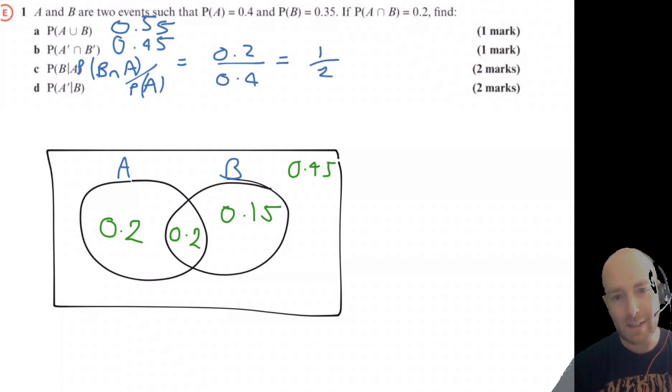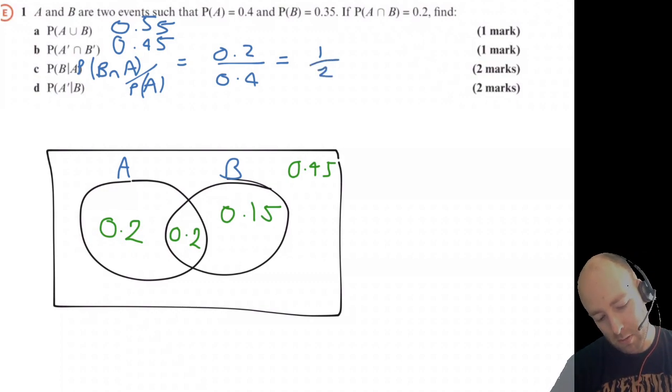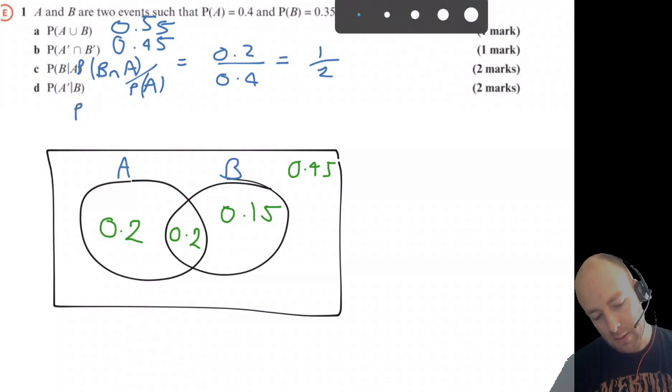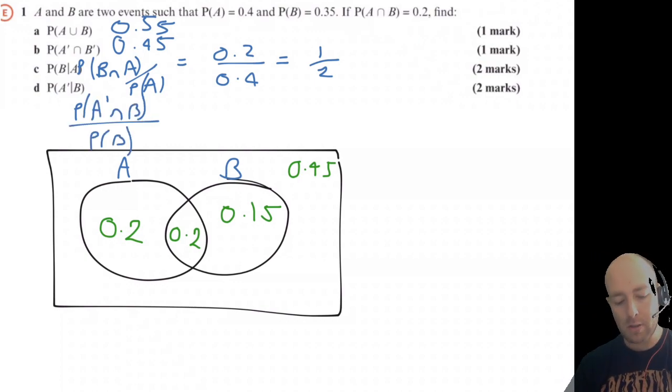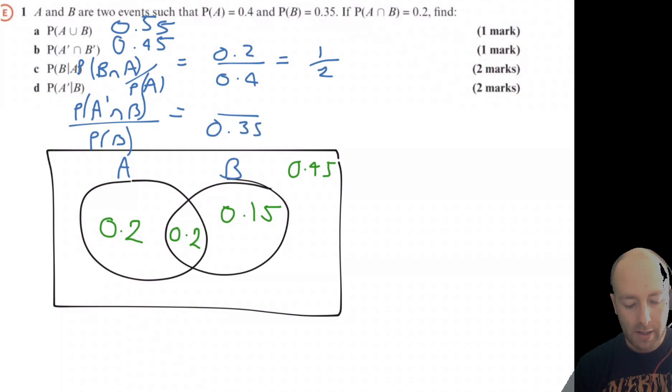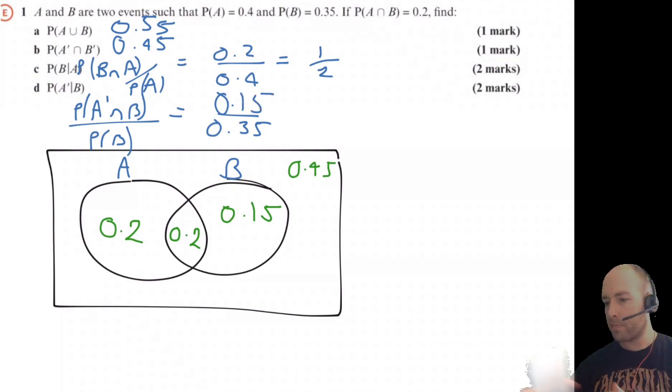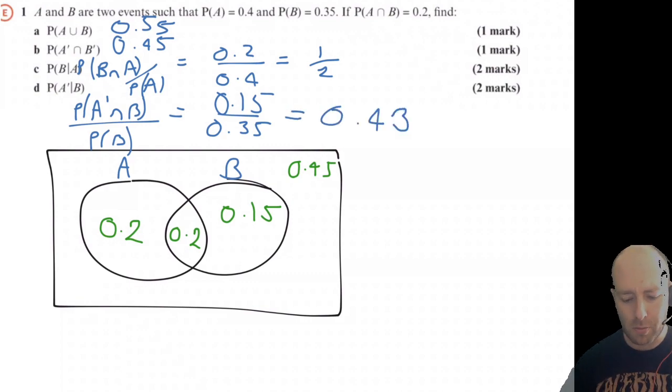And not A given B is going to be probability of not A and B out of B. So the denominator is going to be 0.35, and the numerator is not A and B, 0.15. So 0.15 out of 0.35 gives us 0.443. I'm going to round it a bit there. So 0.43 for that one.